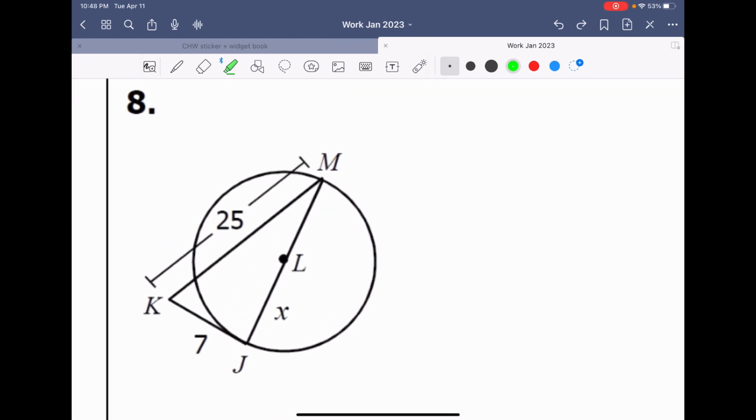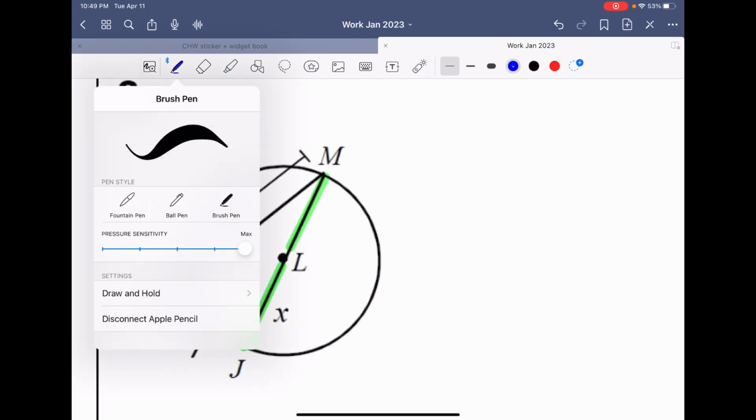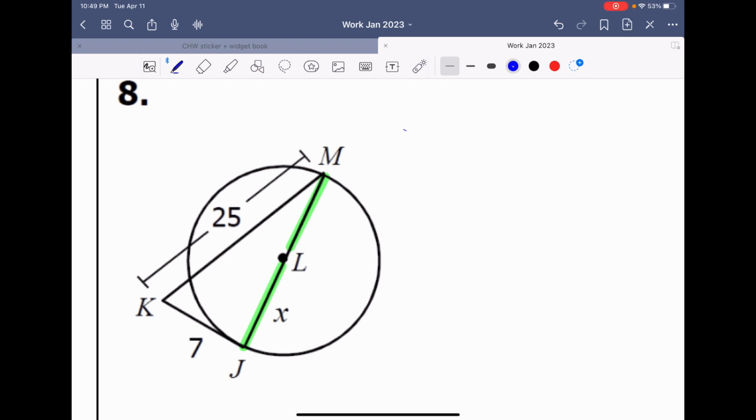Same thing for number 8. This one should be doable. But I guess I'll help you out with this one. If this is x, then this is another x. So if we put them together, x plus x is 2x. So this side is actually 2x, and that's the number that you want to be using.